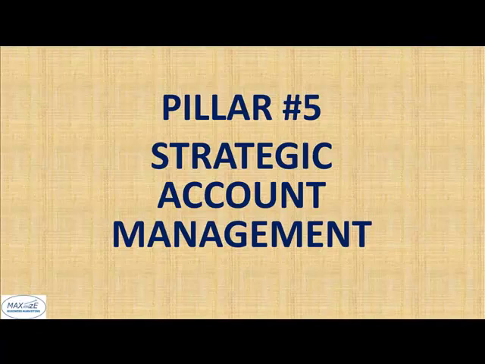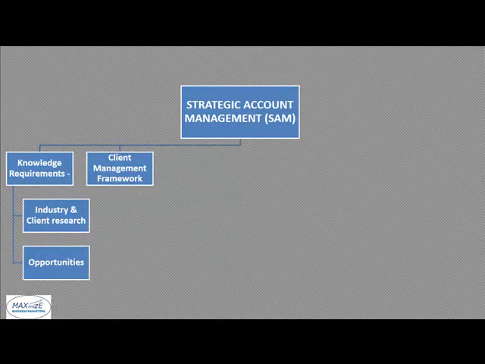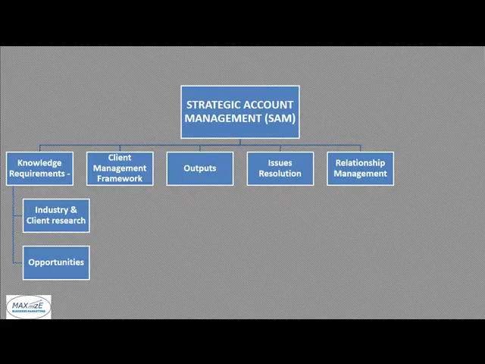This really is part of strategic account management, which is pillar 5. And strategic account management has knowledge requirements: industry, client research, and a client management framework. You build that with them. You have outputs as far as what you're going to do to help them. You solve issues with them. And there it is. You have relationship management with everybody in your firm that touches them and everybody in their firm, your client's firm, and you use tools to the utmost that you can, which is very important, or you can't become a strategic business advisor and they wouldn't become a strategic account without all of these tools. So that's pillar 5.